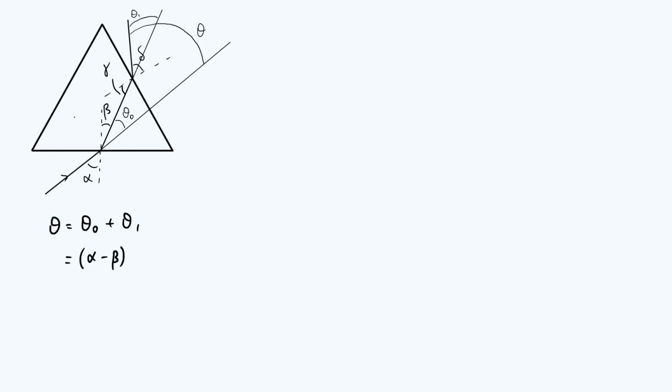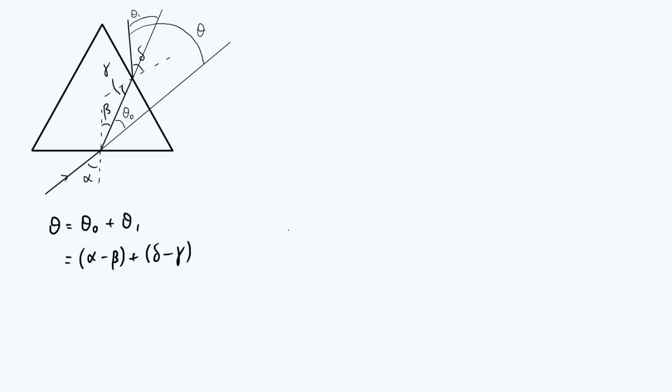Now, can we do a similar thing with theta 1? If we look at the second refraction at the top face, we do have a pair of vertically opposite angles: that one there, which is just gamma, is vertically opposite to that one there, so that's also equal to gamma. Therefore, in order to get this theta 1, we need to take delta and subtract off this little bit, which is gamma. So theta 1 is going to be delta minus gamma, and I'm going to replace theta 1 with delta minus gamma in our equation down there.